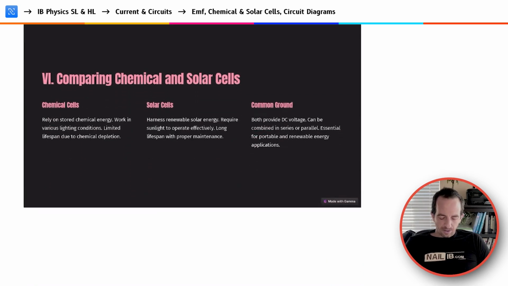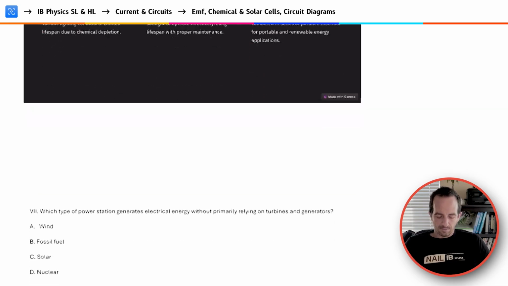Chemical cells versus solar cells. Chemical cells rely on chemical energy and work in various lighting conditions. So chemical cells, batteries, are not dependent on the amount of light, but they might have limited lifespan due to chemical depletion. Solar cells have longer maintenance intervals, but they're more dependent on access to solar light, photons.